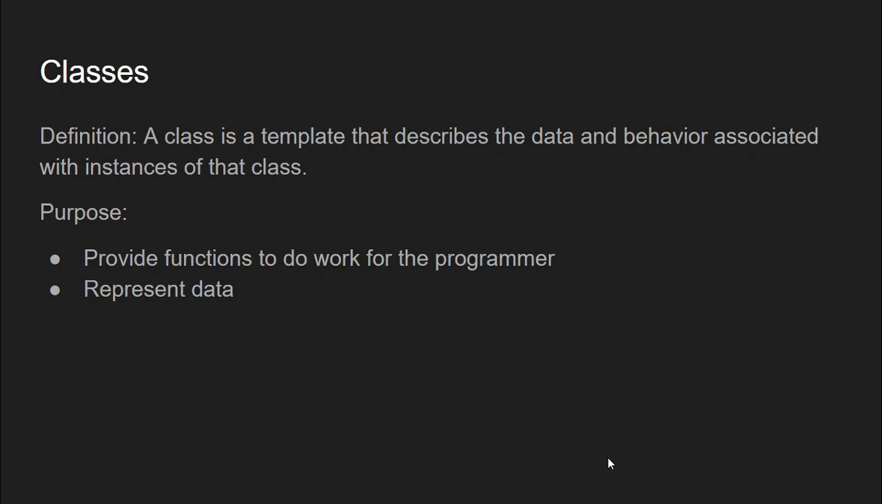So, what even is a class? By definition, a class is a template that describes the data and behavior associated with the instances of that class. As we go through this presentation, I'll be showing you more of what that definition even means. As of now, classes have two purposes: 1, to provide functions to do work for the programmer, and 2, to represent data.